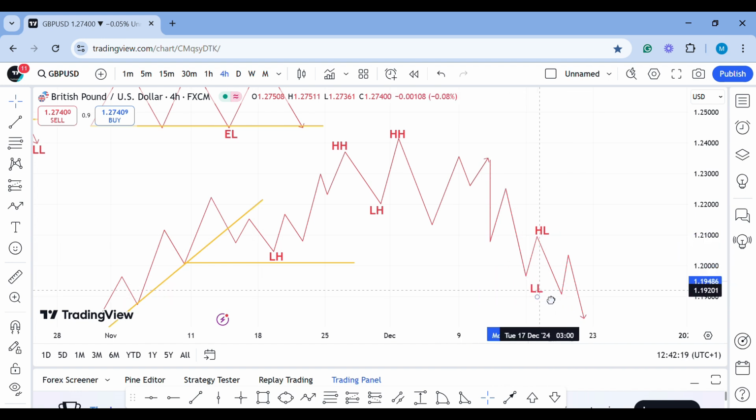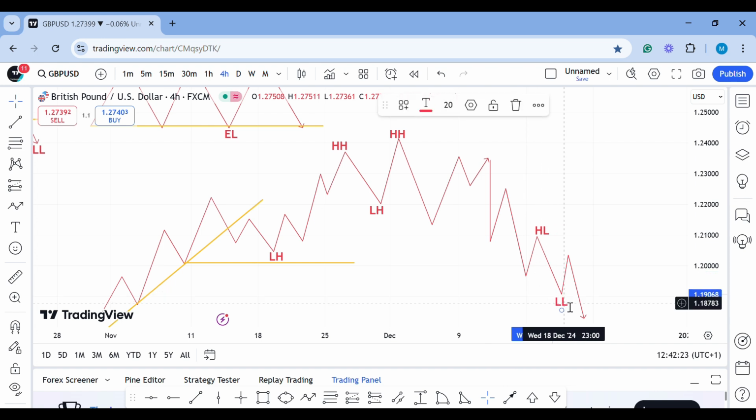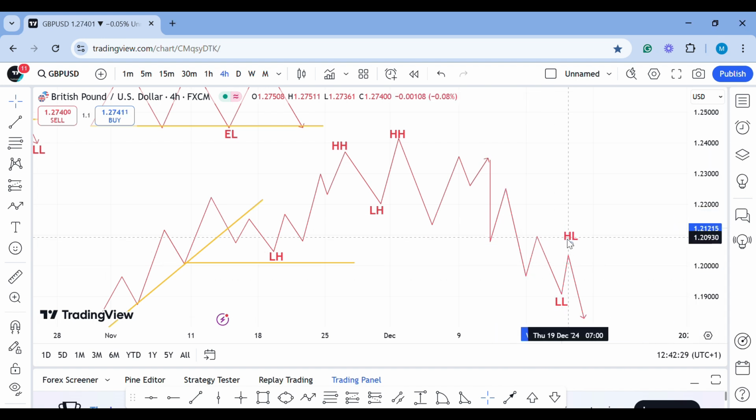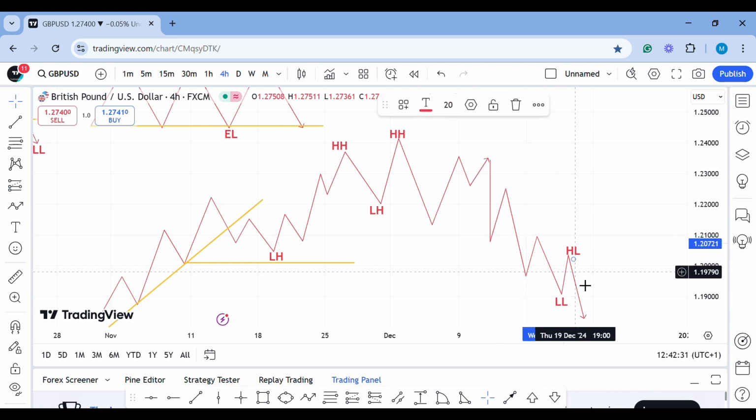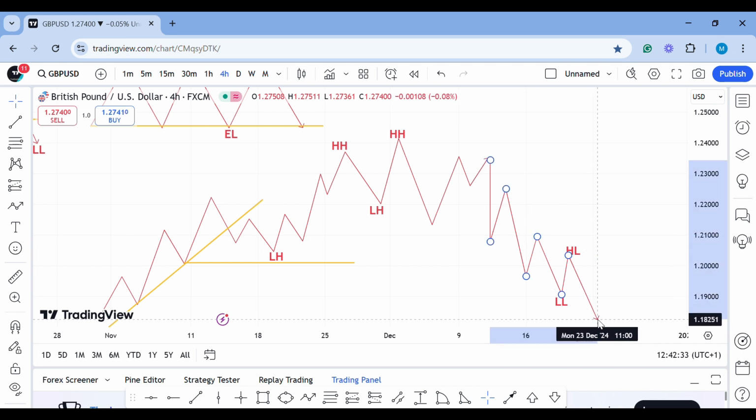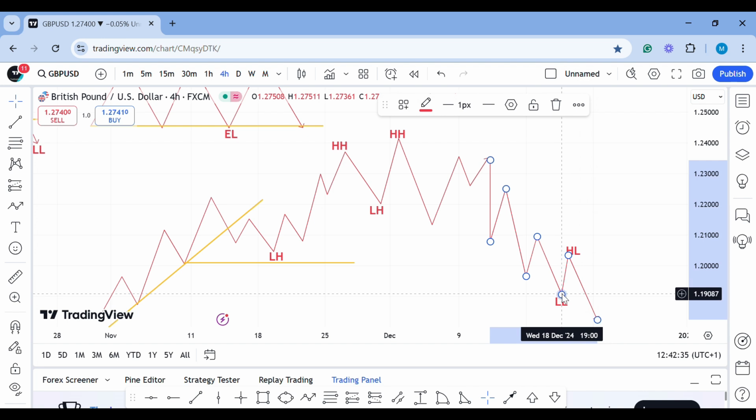Remember this one: a lower high, a lower low, and it pushes down to create another lower low, before a correctional move to gain momentum to pull down and create another higher low. Then before this, impulsive moves break this lower low and give us another lower low. This is the template of market structure.